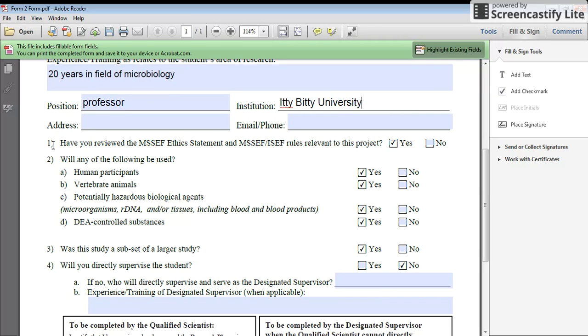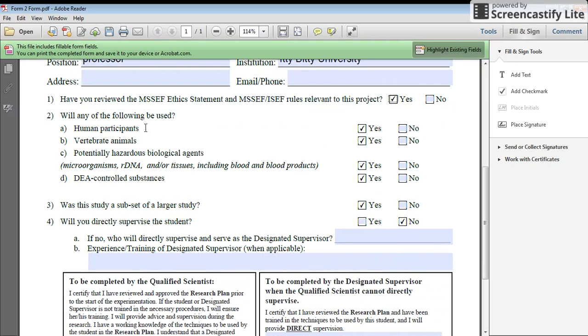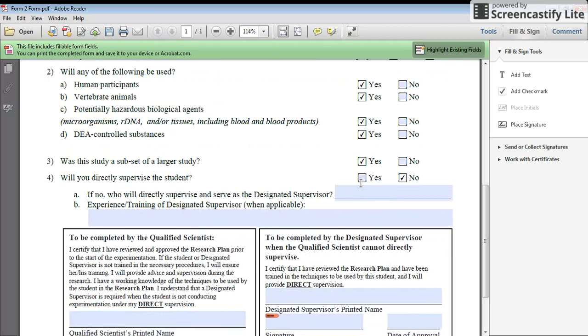Under the next few bullet points here, we're asking if the professor or the supervisor or mentor has reviewed the MSSEF ethics statement relevant to the project. And then they're asking again if the research is going to be using human participants, vertebrate animals, potentially hazardous biological agents, microorganisms, recombinant DNA and or tissues, including blood and blood products, DEA-controlled substances.